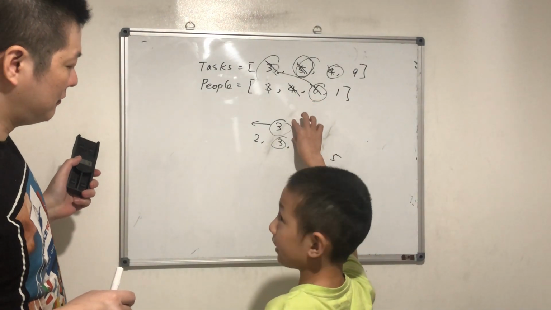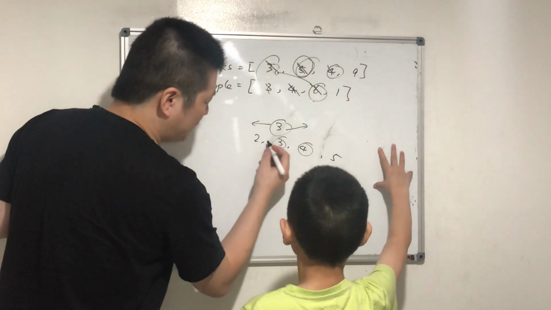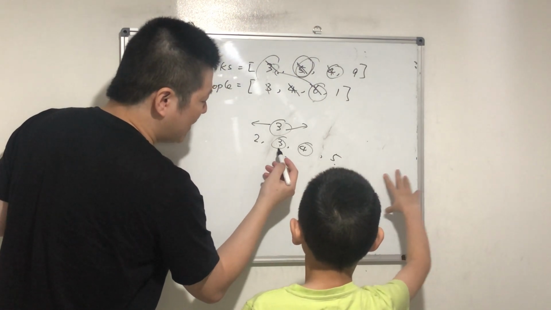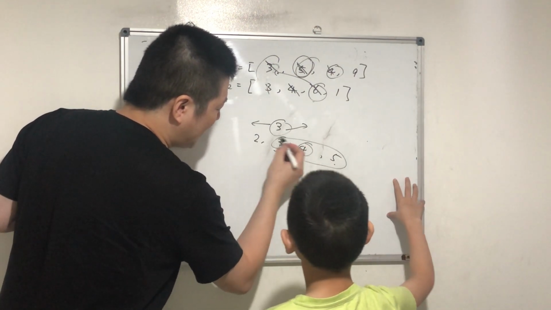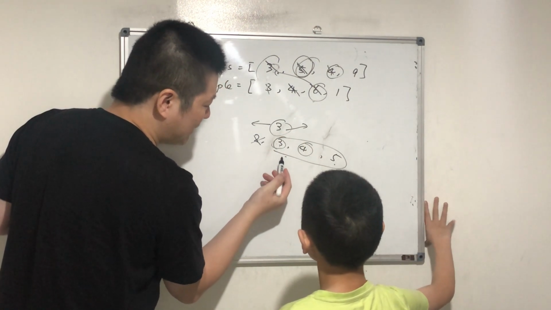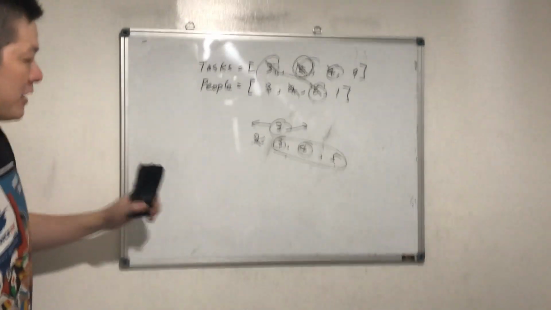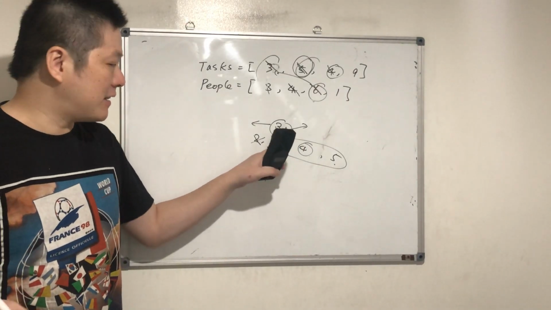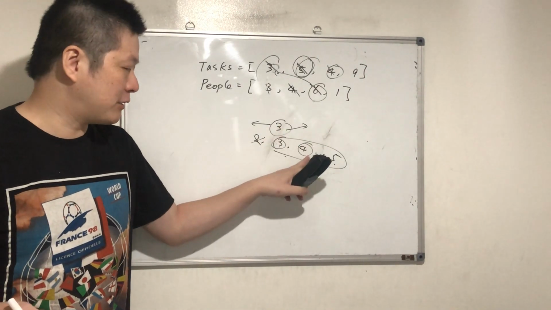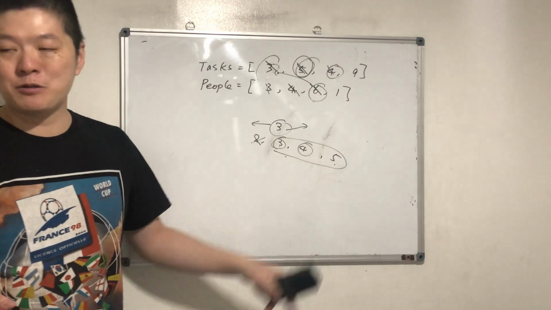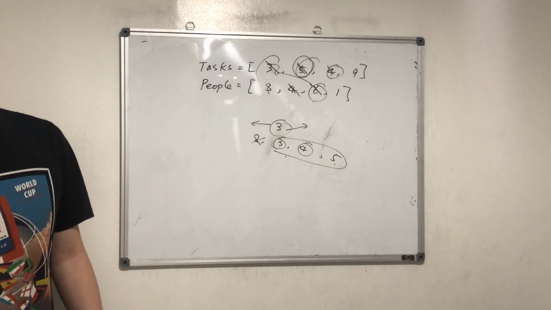Only the target 3. So we have a task 3, and we have a few people. These 3 people can handle this, but not the 2, right? So which one do you think we should pick? We can assign the task to 3, or to 4, or to 5. Which one do you think is the better strategy?